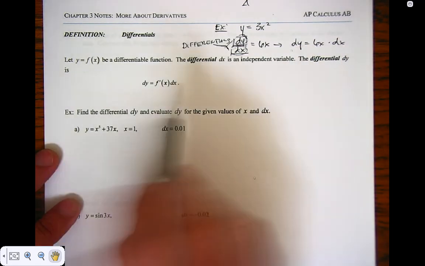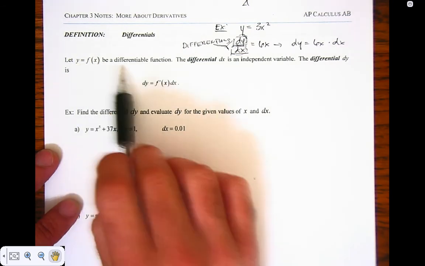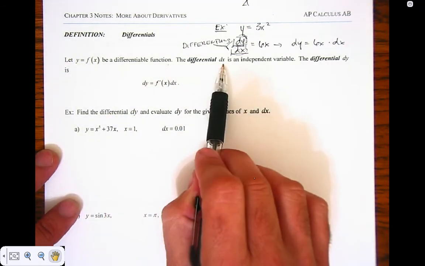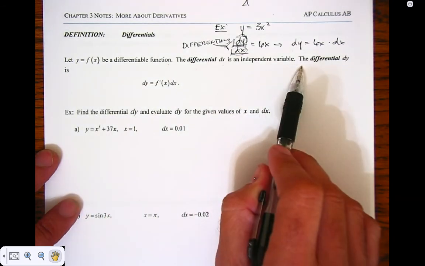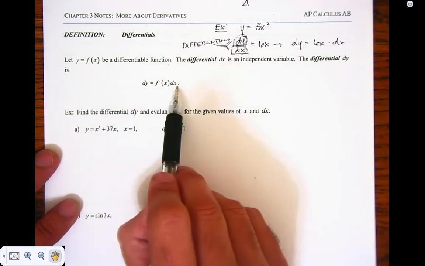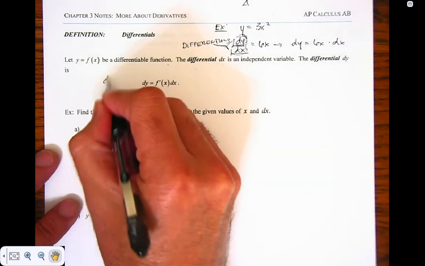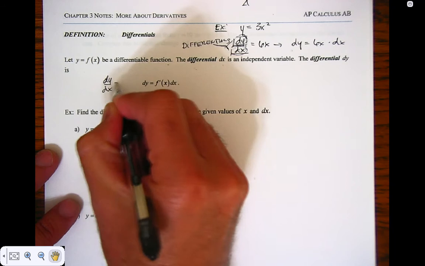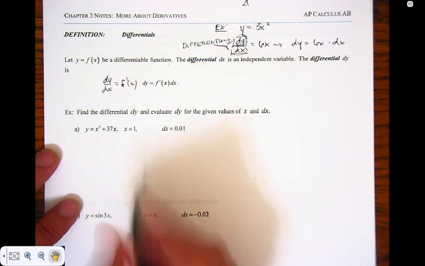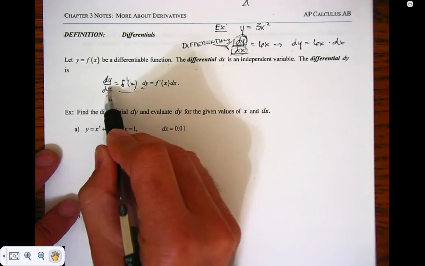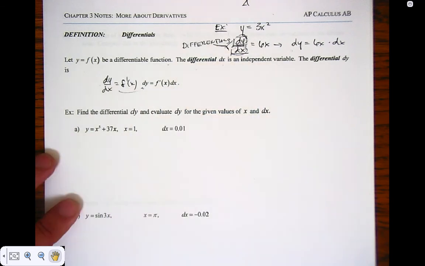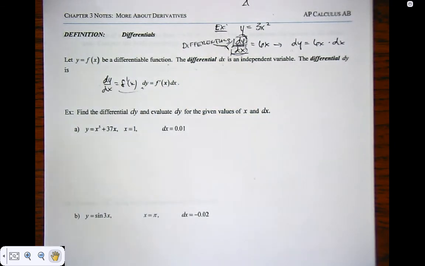Okay, so it tells you here that let y equals f of x be a differentiable function. The differential dx is an independent variable. The differential dy is this. So remember, the step before here was dy dx is equal to f prime. And then all they did was they separated it, they multiplied both sides by dx to get it. Okay, so that all being said, what the heck are we doing?